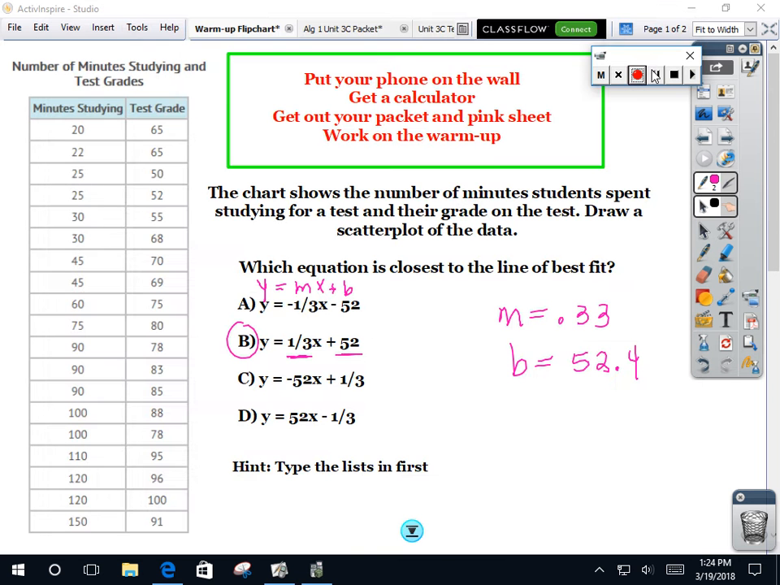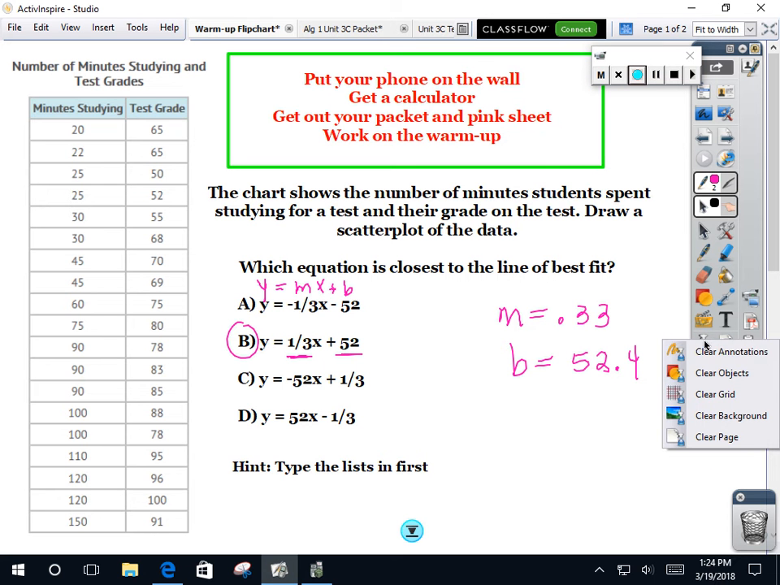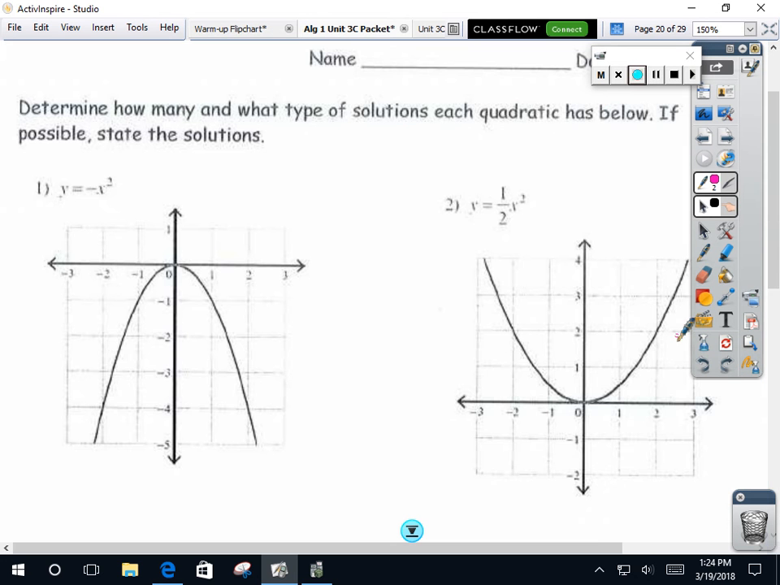Let me see. Now we're going to be working on page 18. Turn to page 18. Yes. We're going to be skipping a couple of pages that we'll come back to. But for today, we're starting on page 18.